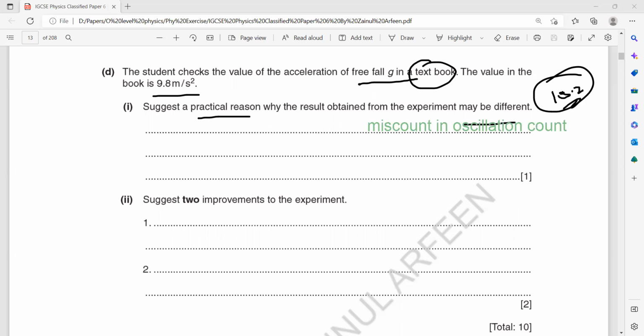So what might be the reason? Maybe there is a parallax error in measurement of the length, or reaction time is involved when measuring a time interval, which may lead to an error. Their time to react, that is right.